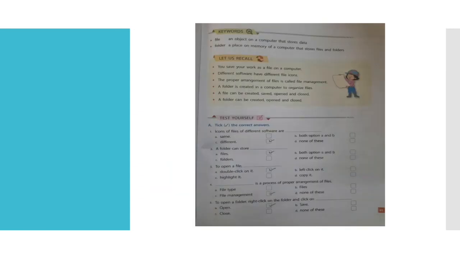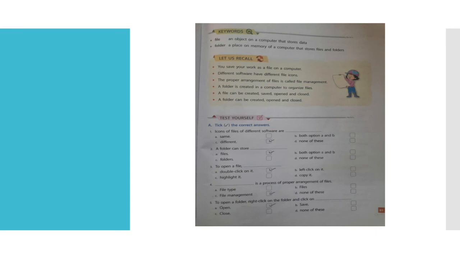See here, Files: an object on a computer that stores data. Folder: a place in the memory of the computer that stores files and folders. Tick the correct answer. Icons of the files of different software are different. The folder can store files. To open a file, double click on it. Third one is option A.